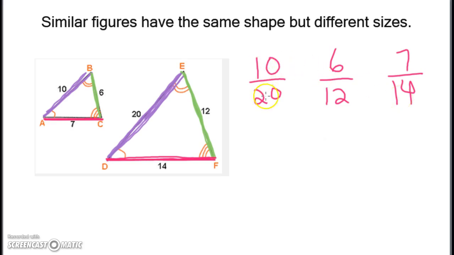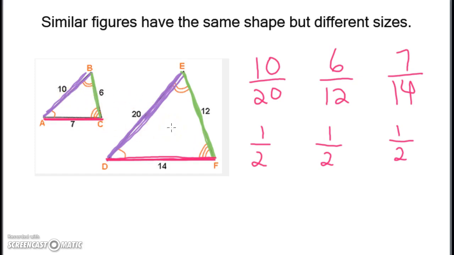Well, 10 over 20 reduces to 1/2. You can just type that into your calculator, 10 divided by 20, and then hit the math button, and then hit enter twice, and it'll give you a new fraction, 1/2. 6 divided by 12 reduces to 1/2. Hey, look, they're the same. And 7 divided by 14 reduces to 1/2. Because all of these ratios are the same, that proves that these two figures are similar.